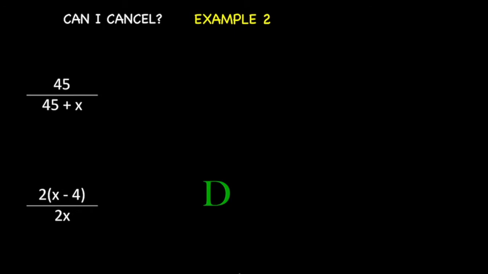In the top expression, we have a plus sign. That makes the x and the 45 terms. Because of that, we are not allowed to cancel. We do not have any factors. Therefore, we cannot do that. I know you're tempted to, but you cannot do that. So if you're asked to simplify this on a quiz or on your homework, you simply write, can't simplify.